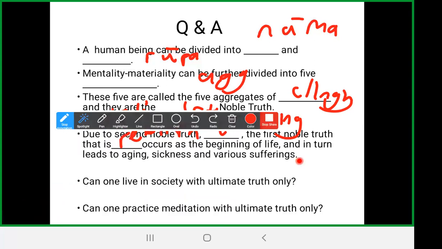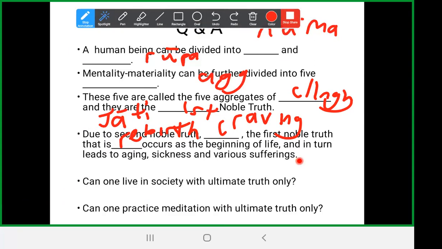Okay, this one. Can one live in society with ultimate truth only? Yes or no? You just know everything is Nama-rupa, your father is Nama-rupa, everything is Nama-rupa. Is it okay to live in society with this idea? We need conventional truth. The answer is no. You need conventional truth because there will be father, mother, wife and husband, children, and so on.